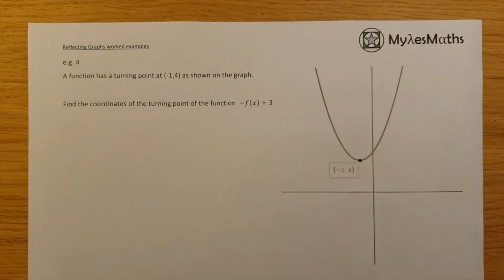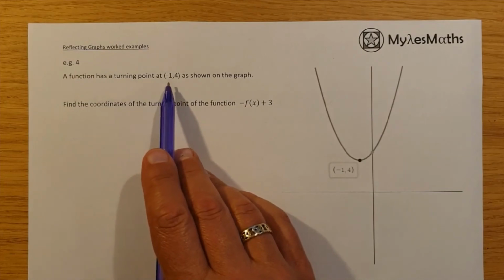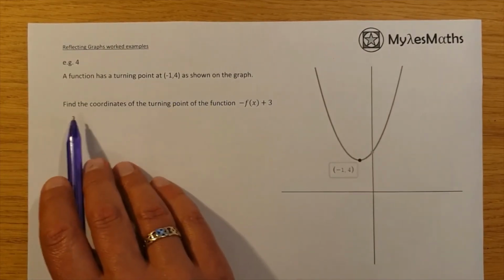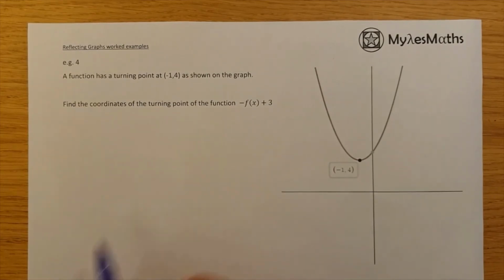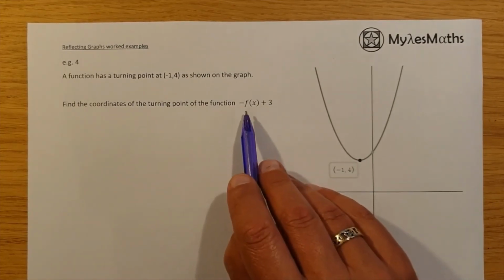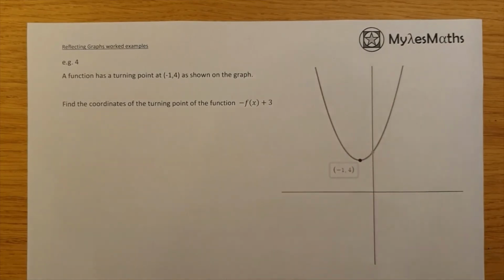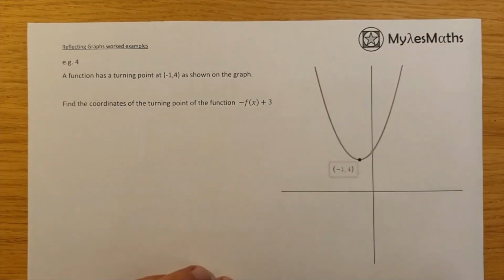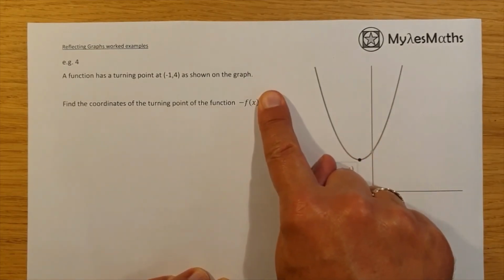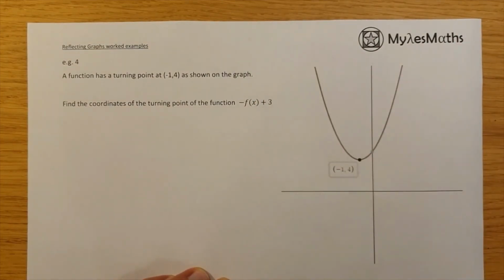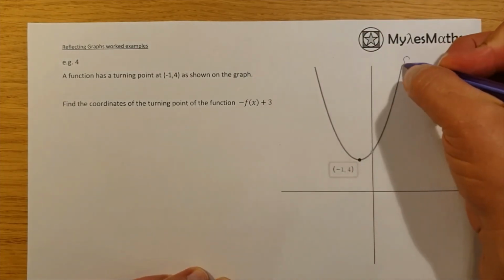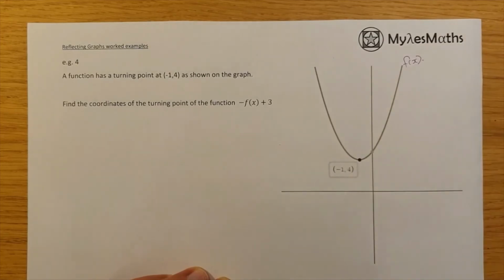A function has a turning point at minus 1, 4, which is shown there. Look, that's very good. As shown on the graph. Lovely. Find the coordinates of the turning point of the function minus f of x plus 3. Okay, so what we're going to do is we're going to do this in 2 stages. We're going to consider what minus f of x would look like, and then we're going to translate it. So this is f of x, presumably, and I want minus f of x.